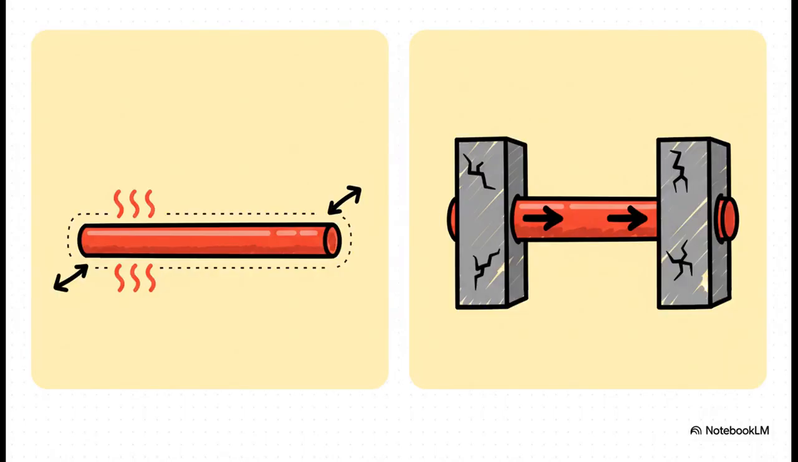On the left, you see a rod with free ends. It just expands. No problem. But now look over to the right. If that same exact rod is clamped down tight at both ends, all of that energy that would have gone into making it longer gets converted into this powerful internal pushing force.